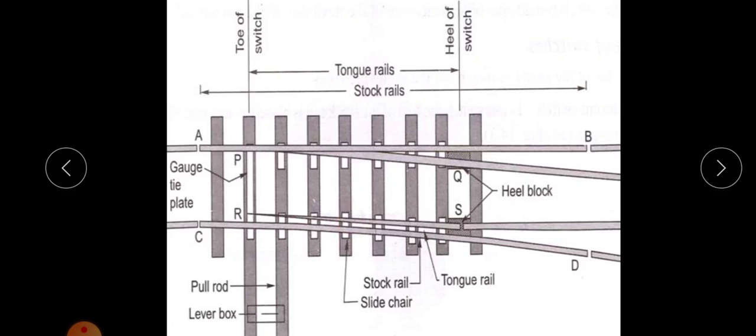A number of slide chairs are provided in order to support the tongue rail, and also to enable the movement of the tongue rail towards and away from the stock rail. So that is the function of this slide chair. Okay, there are a number of slide chairs.